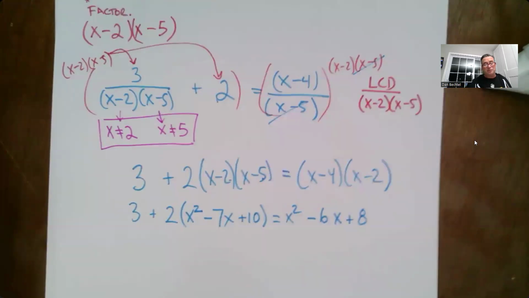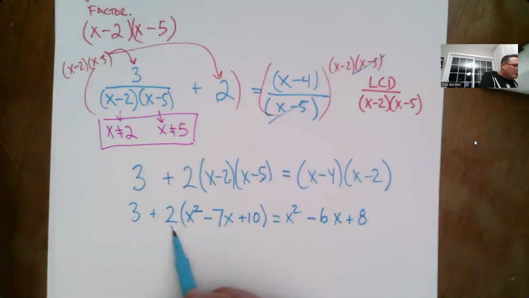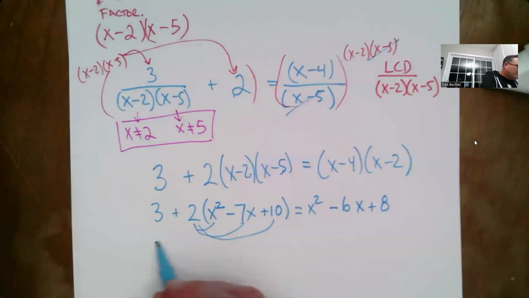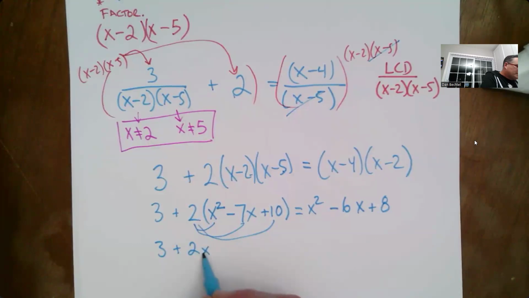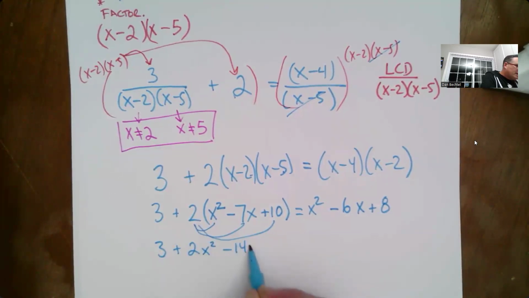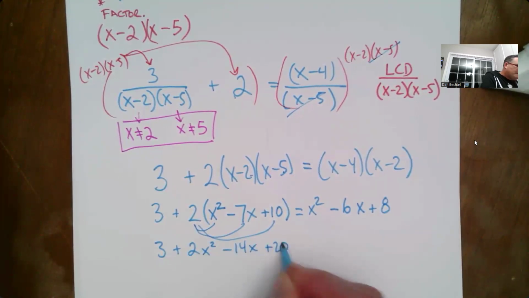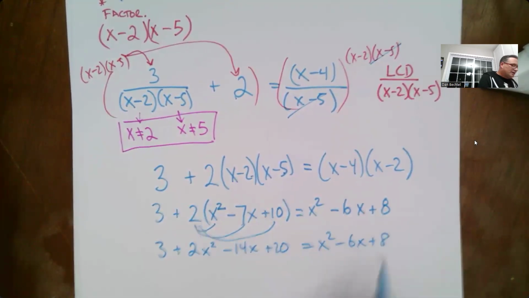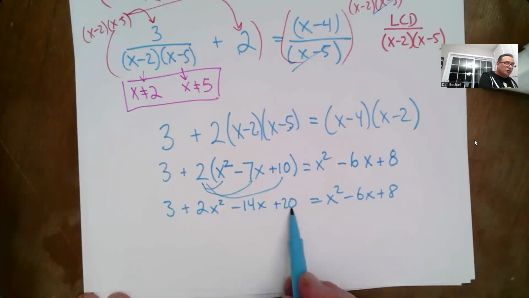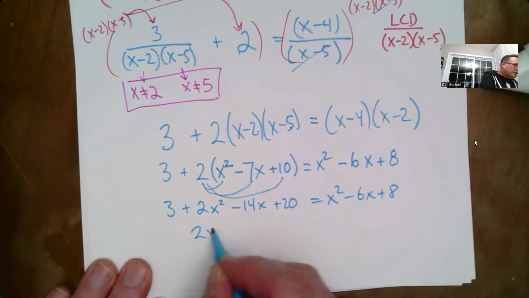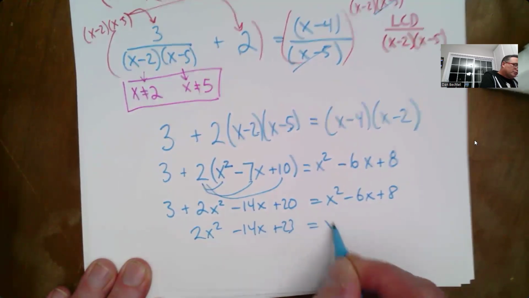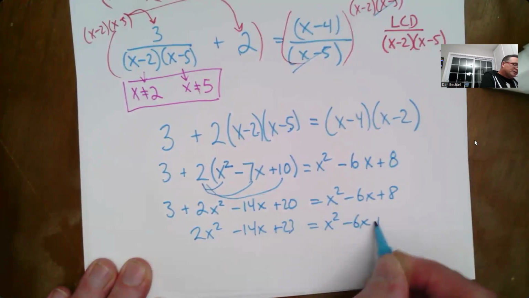You guys can do it with the box or FOIL it out as well, but for right now, this is probably easier. Now I'm going to distribute that 2 and combine like terms over here. So we will have 3 plus 2x squared minus 14x plus 20. On this side, I've got x squared minus 6x plus 8. And then if I put this over here with the 20, we'll have 2x squared minus 14x plus 23 equals x squared minus 6x plus 8.